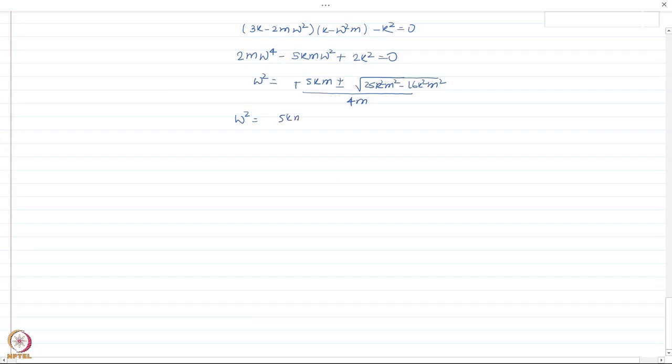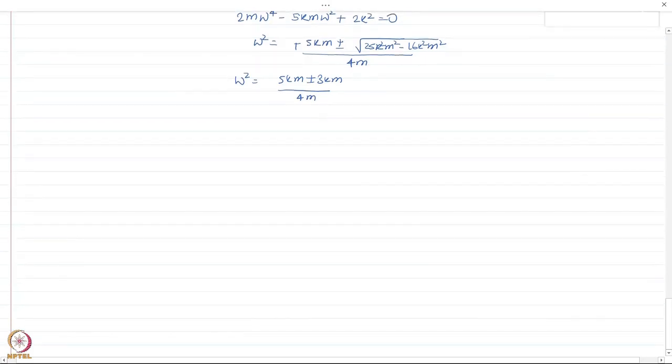So 5 km plus minus 3 km, when we take outside the root, this will become 3 km divided by 4 m. So first let us take the smaller frequency: omega 1 square would be k by 2 m, and omega 2 square is 2 k by m. Okay, so we've got the two frequencies of this 2 degree of freedom system.